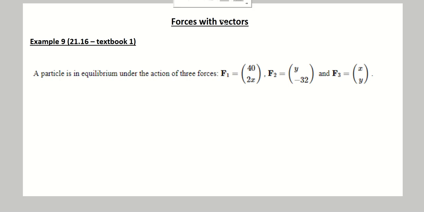Okay, so in example 9, we've been told a particle is in equilibrium under the action of three forces, F1, F2 and F3, and we have to find x and y. So it actually should have said in the question somewhere, find the value of x and y. So we have to know about a few things in order to do this question.